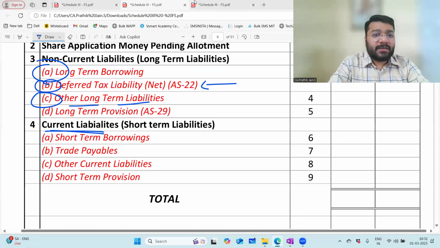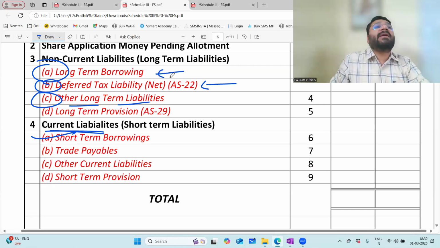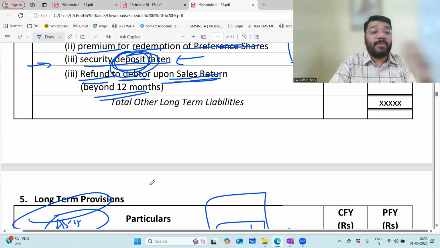Under current liabilities, we have the first item called short-term borrowing. Whatever items we discussed in long-term borrowing, the same applies to short-term. Any money that is due for payment within 12 months of the balance sheet date, reporting date, or within the operating cycle period, whichever is higher, becomes your short-term borrowing. But in this, there's one important point to be discussed.